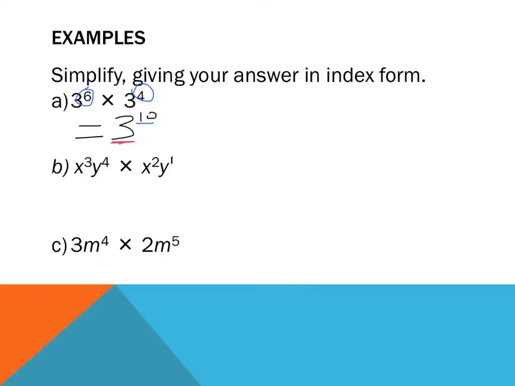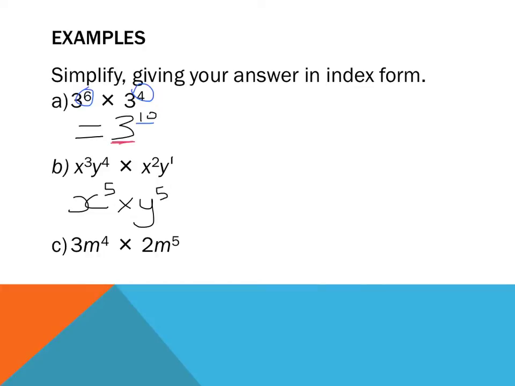So, let's do my x's. X to the power of 3, x to the power of 2. 3 plus 2 becomes x to the power of 5. Y to the power of 4, y to the power of 1 becomes y to the power of 5. So that's x to the power of 5 times y to the power of 5. That's my answer for that one there.